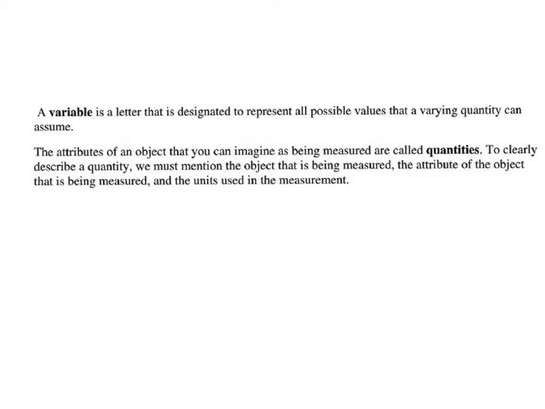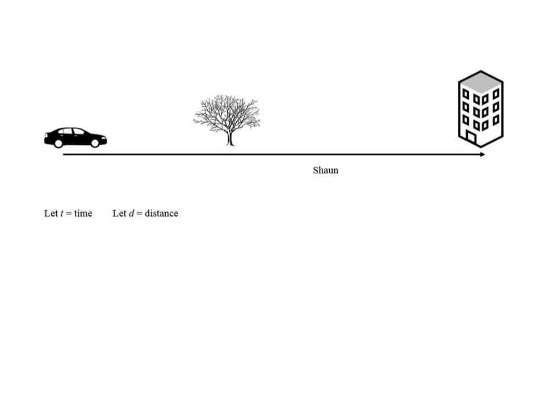And to define a quantity properly, we must be sure to mention the object that is being measured, the attribute of the object that is being measured, and the units used in the measurement. With this in mind, let's say that we are studying a situation where Sean is walking from his car to school and he passes a tree along the way. In this situation, saying let t equals time or let d equals distance makes little sense. Let t equals time, what does that mean? Time since when? Let d equal distance, what does that mean? Distance from where to where?